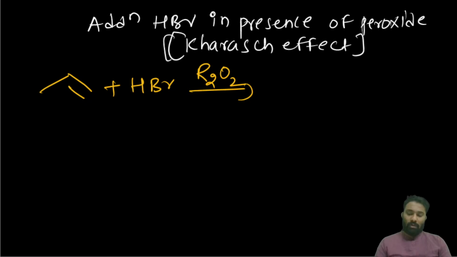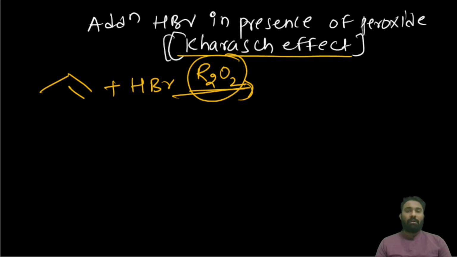Clear? Only carbon-containing peroxides will readily undergo the Kharasch effect, or the anti-Markovnikov rule. Anti-Markovnikov rule means the negative part of the attacking reagent will attack the alkene carbon which contains more hydrogens. Clear? But what is the mechanism behind it? Why is it attacking only the alkene carbon containing more hydrogens?